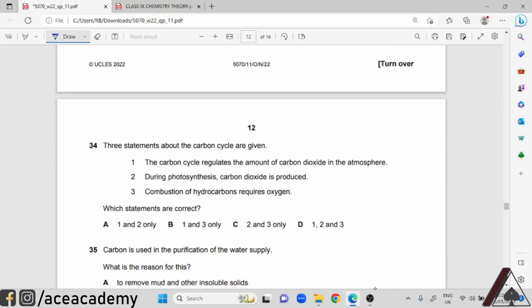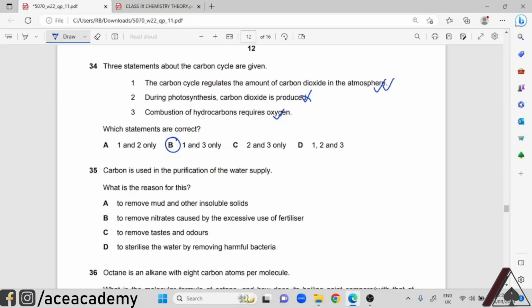Three statements about the carbon cycle are given. The carbon cycle regulates the amount of carbon dioxide in the atmosphere. This is correct. During photosynthesis, carbon dioxide is produced. This is not correct because we know that during photosynthesis, carbon dioxide is absorbed and used up to form glucose. Carbon dioxide is not produced in the process of photosynthesis. It is only produced in the process of respiration. Combustion of hydrocarbons requires oxygen. This is correct. As a result, the answer will be options 1 and 3, which is option B.